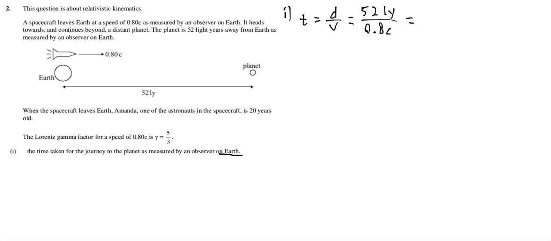52 over 0.8 is 65, and the unit is years. A light year divided by the speed of light, expressed in c, is 1 year. Remember about these three units linked together. Yes, if distance is in light years and velocity is in c, then time will be in years. And again, speed is distance over time, time is distance over speed. 52 light years, a distance measured by an observer on the Earth, divided by the speed, which is 0.8 c measured by an observer on the Earth, results in 65 years.